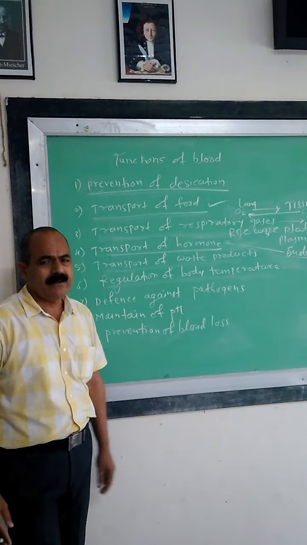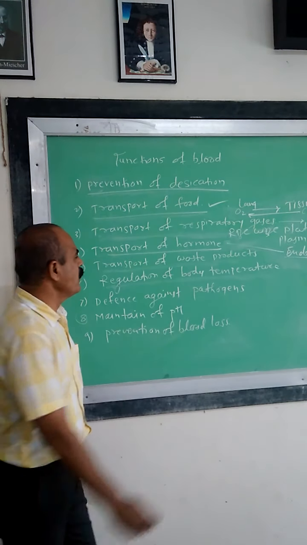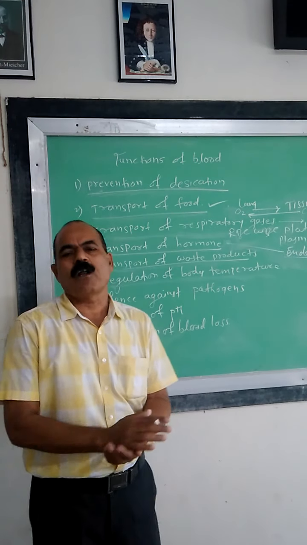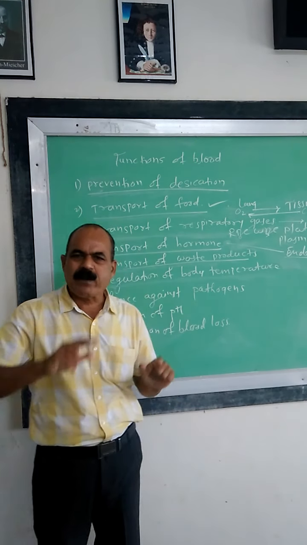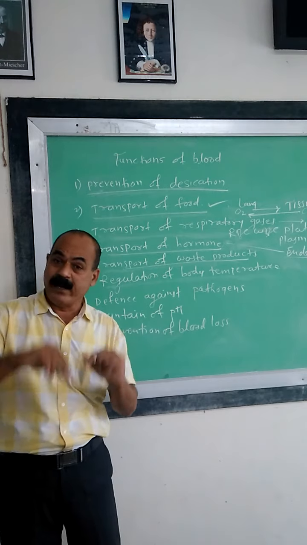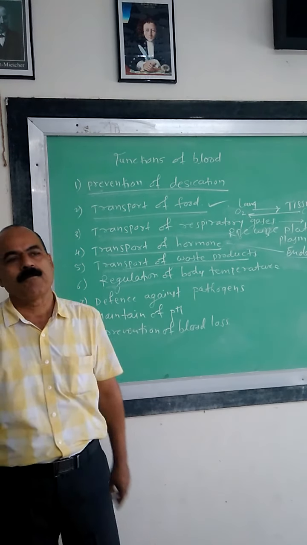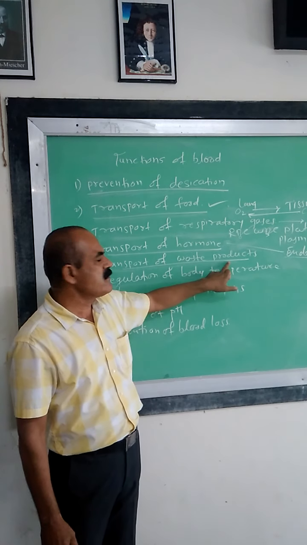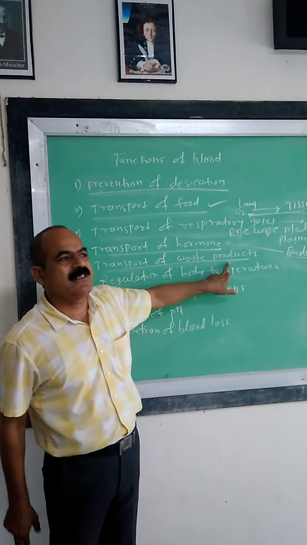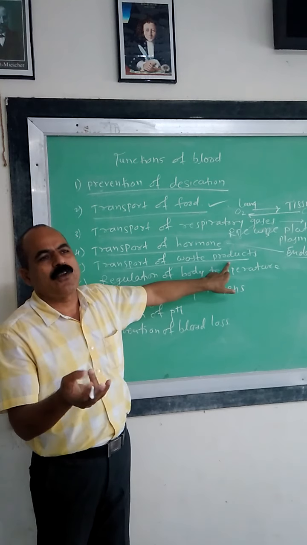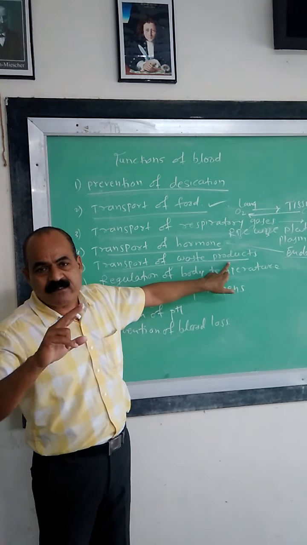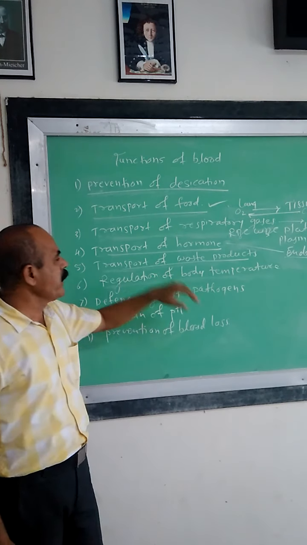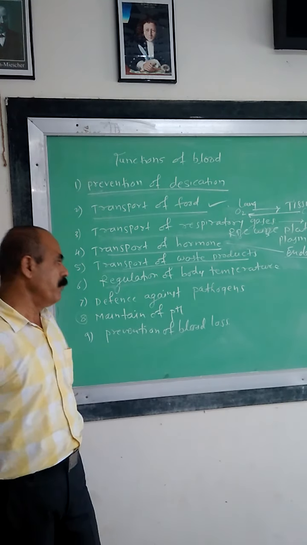Then the next function is the transport of waste products. You know that in the body there is formation of waste products. The blood is filtered in the kidney. In the kidney, the filtration of blood takes place, and there is the separation of the waste materials, that is ammonia, urea, and uric acid, which are transported outside the body from the kidney. So the transport of waste products is also done by the blood.